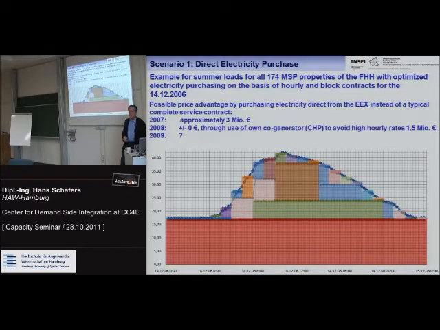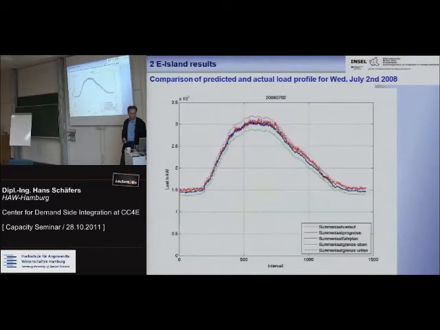I do a lot of consulting with industrial sites and stuff, and only the large industrial sites get prices that are similar to or better than what the city of Hamburg gets because of this bulk purchase. Quite a bit.